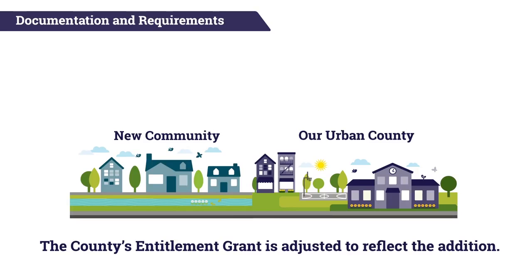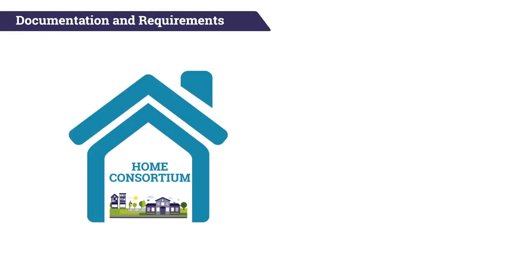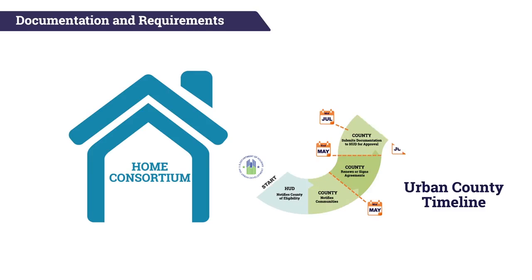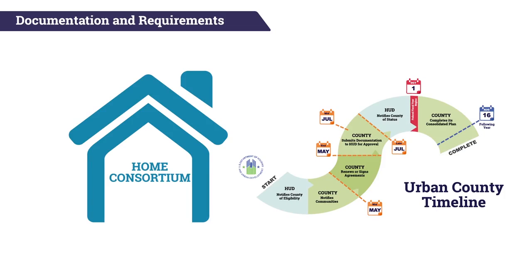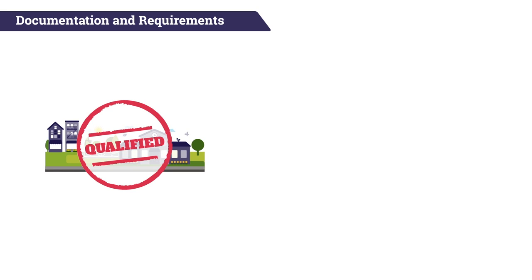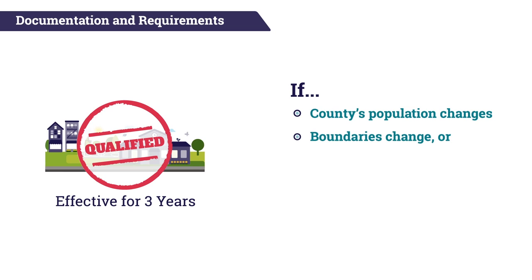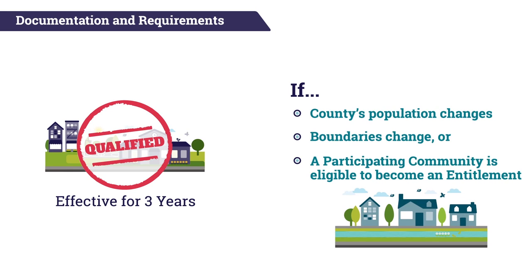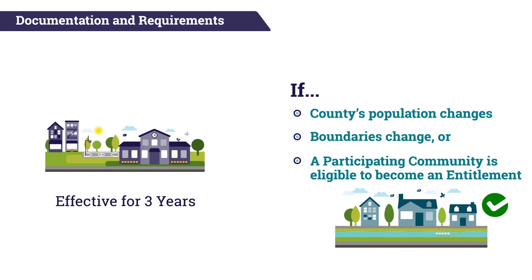Counties seeking requalification, which are also part of a HOME consortium, may want to align the HOME and CDBG cycles. To do this, HOME consortiums can specify a qualification period of less than 3 years to align with the CDBG cycle. Once qualified, the urban county designation stands for 3 years, even if there are changes within the county. For example, if a county's population or boundaries change, the qualification stands, or if a participating community is eligible to become an entitlement, it must defer that status until the end of the qualification period.